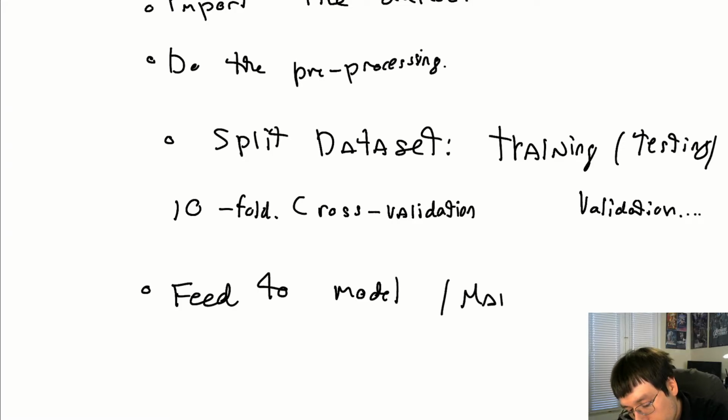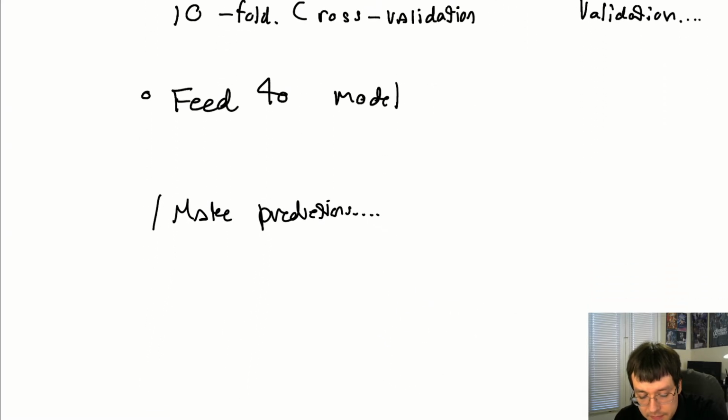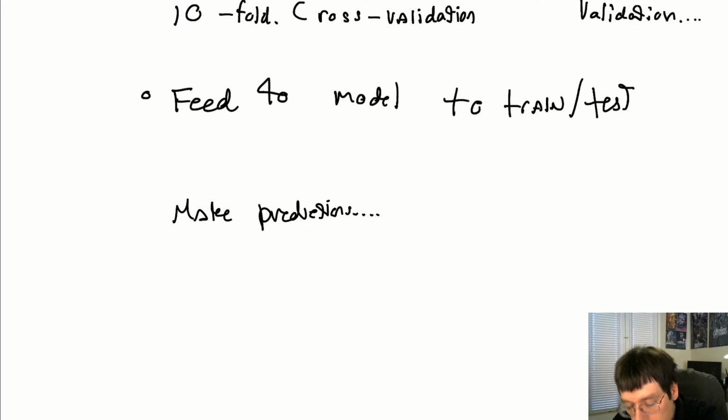In other words, you make the predictions. Actually, no, we're going to consider this a different step. So you feed it to the model to train. Train, test, do all the stuff it's got to do. Just keep running until it's happy. Then, once you're happy with it, you can make predictions with it.